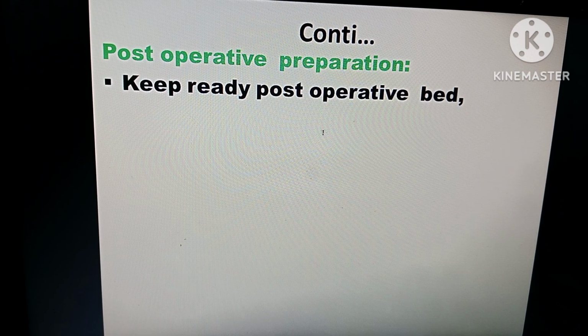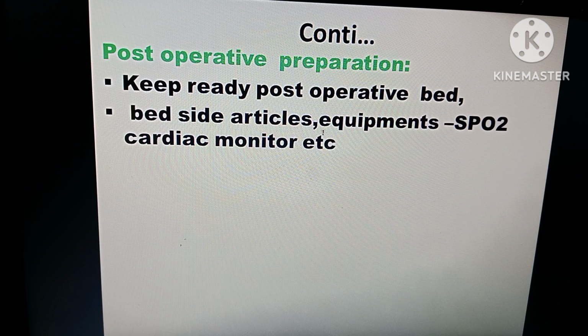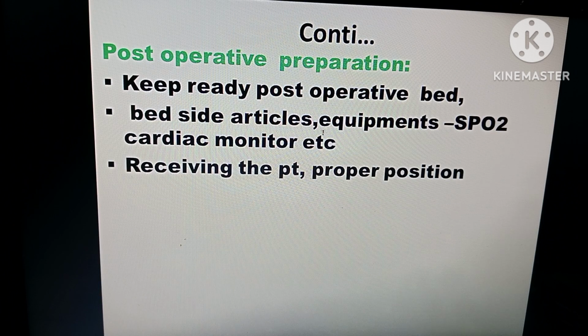Keep ready the post-operative bed to receive the patient. When the patient comes inside the post-op, receive the patient and put him in a proper position. Keep ready all the bedside articles, equipment, SpO2, cardiac monitor.